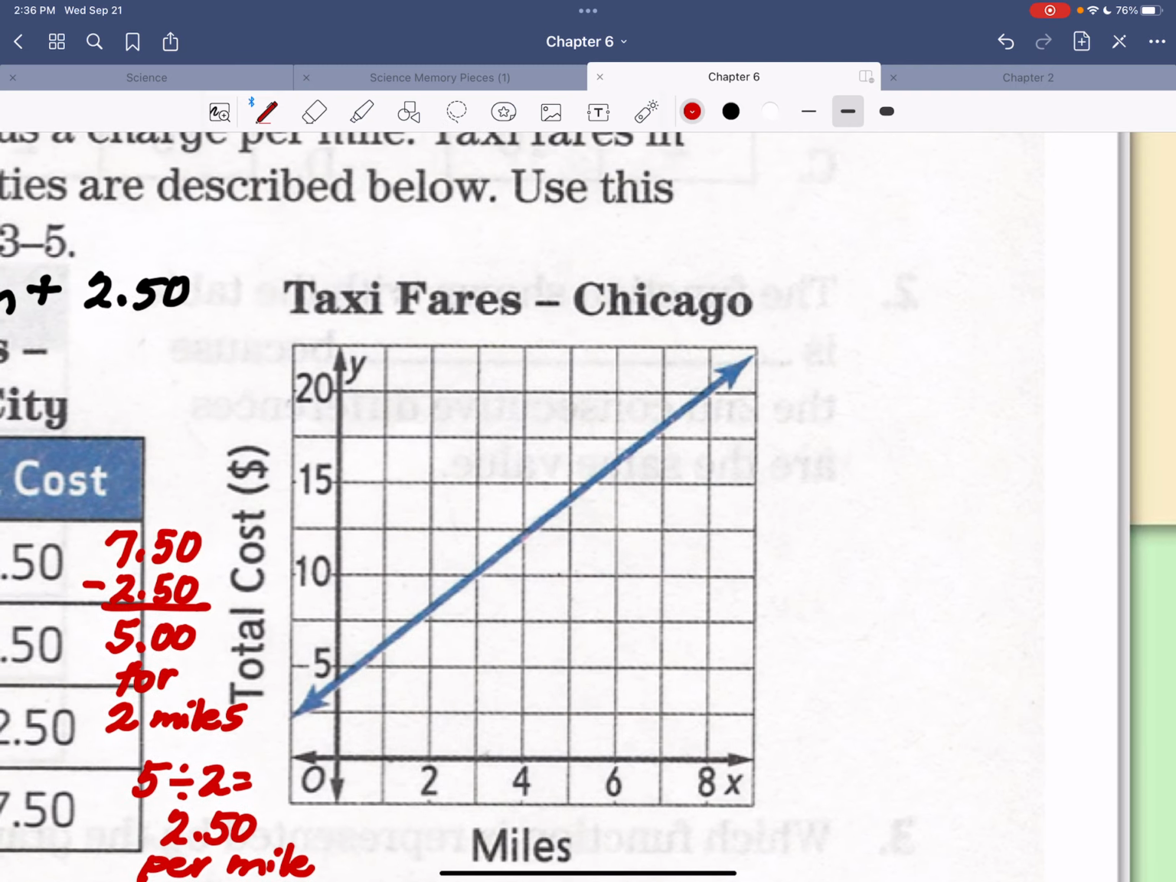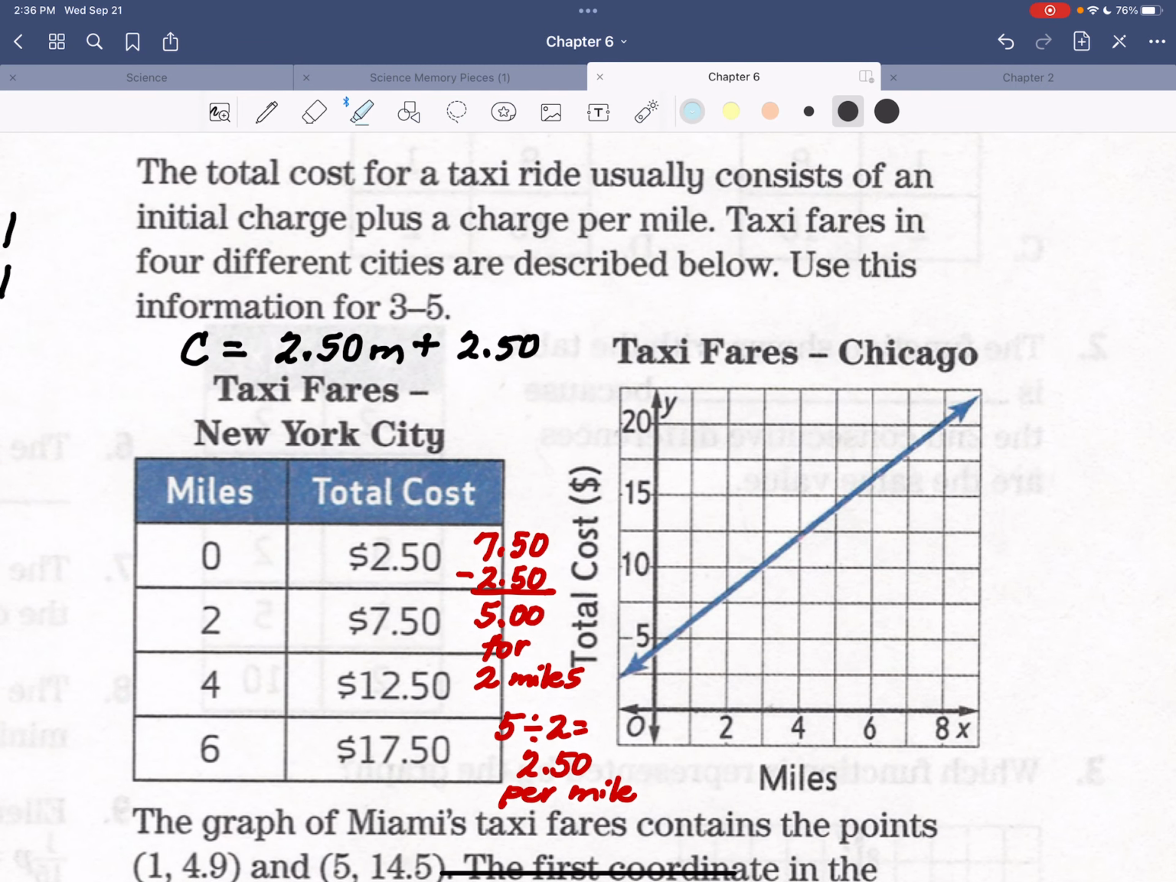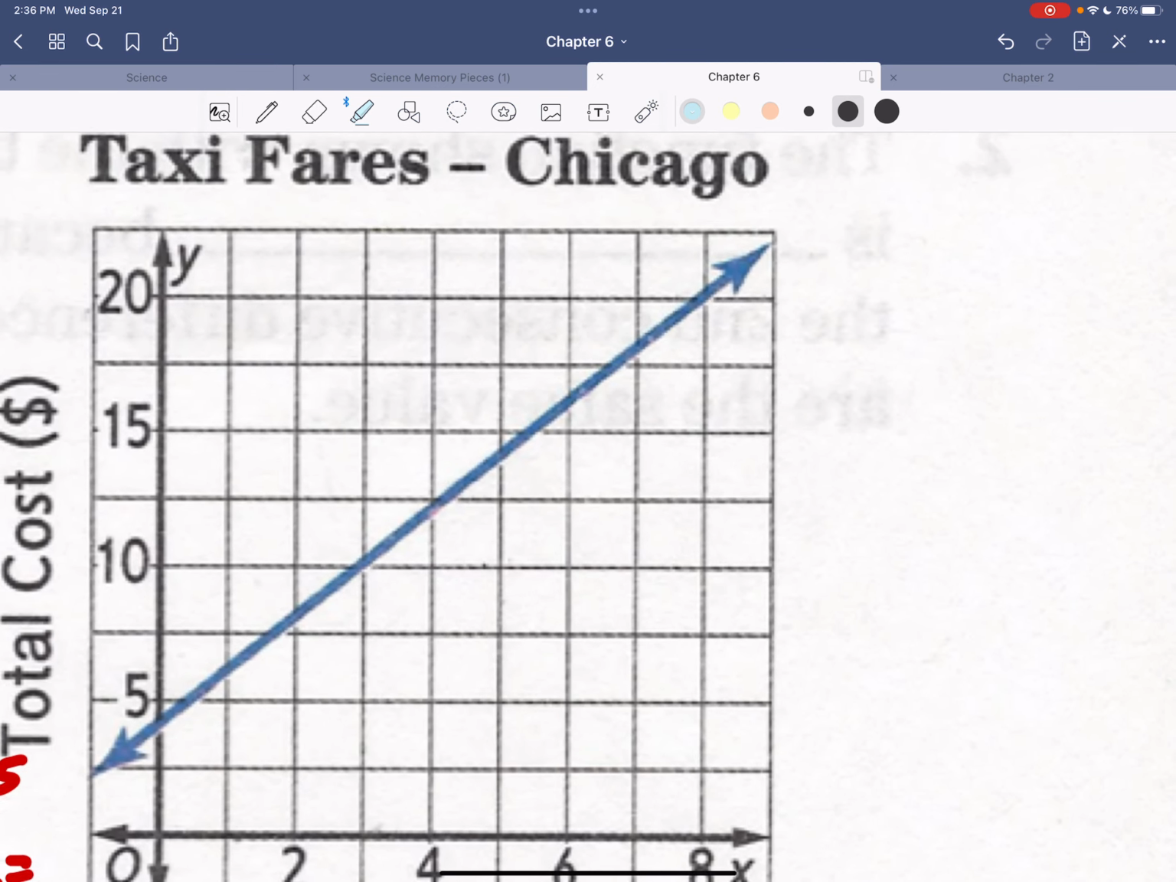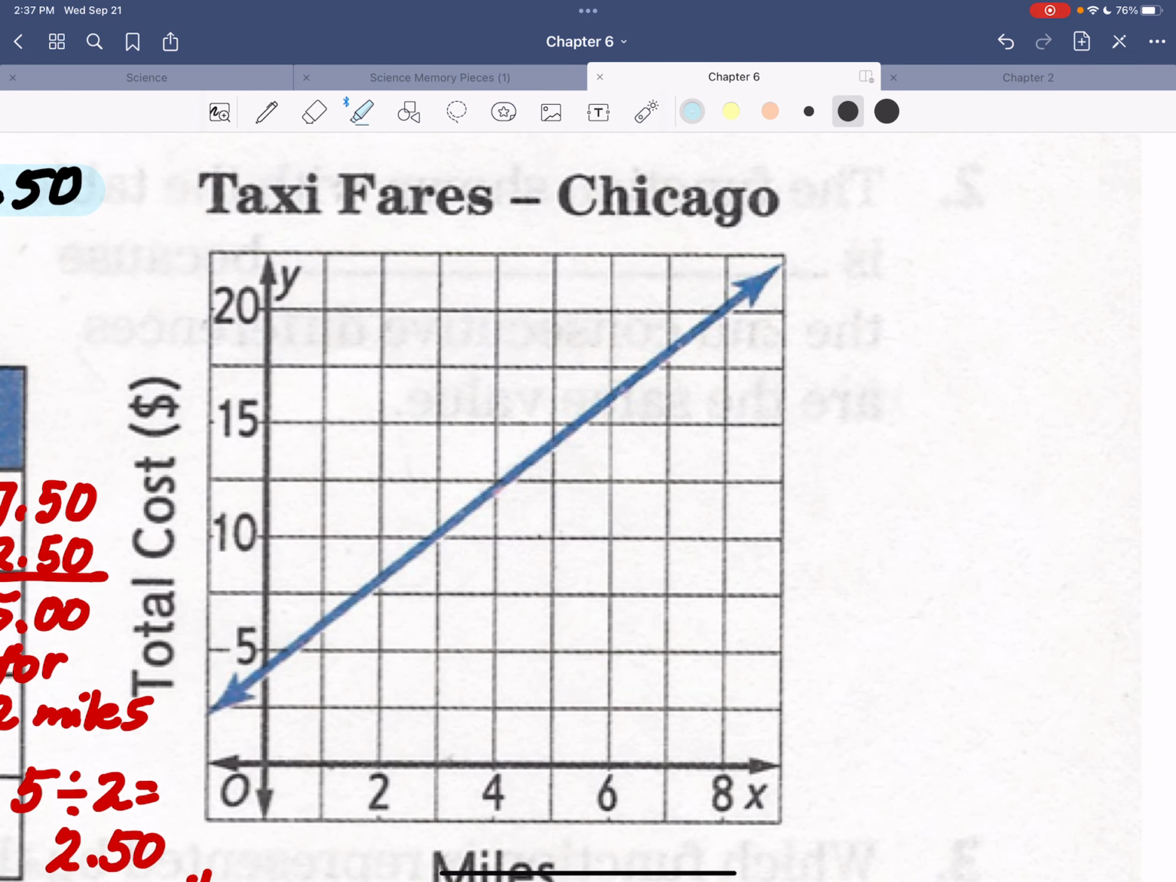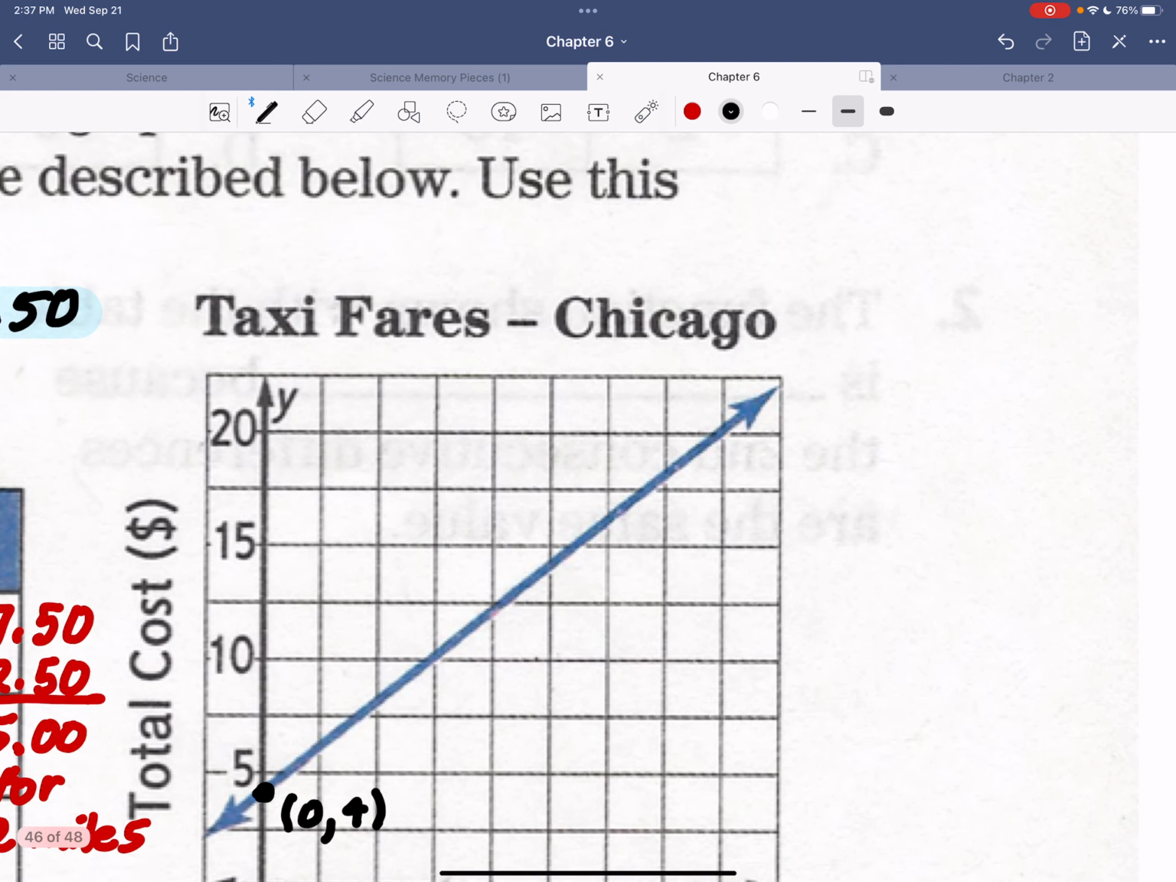We've got Chicago here. Let me first of all highlight. There's New York. Chicago, let's find the y-intercept. That is right here at 4. So when x is 0, no miles, you still have to pay $4. That is the initial fee. So the cost is a price per mile plus $4.